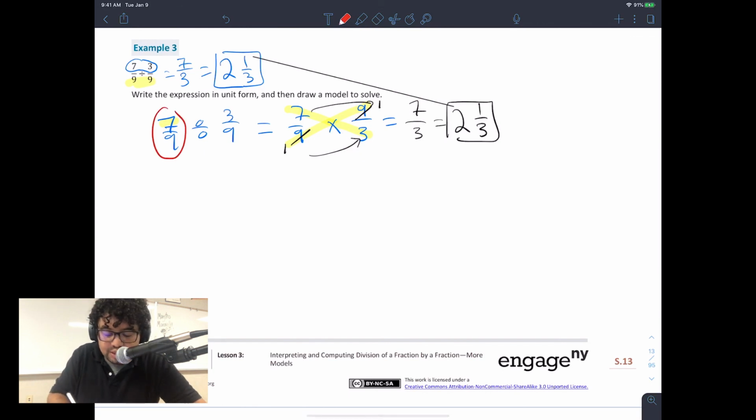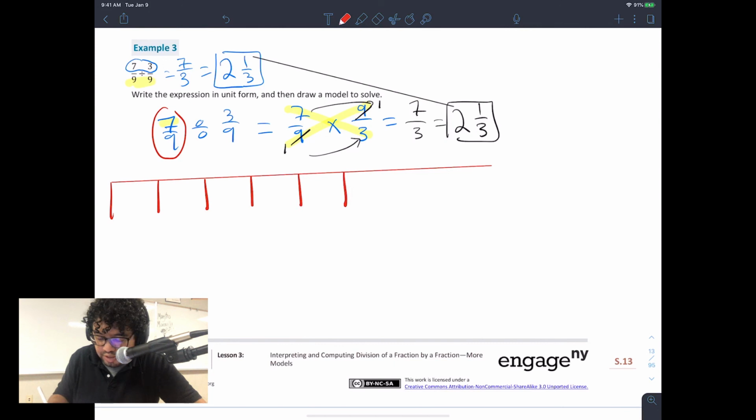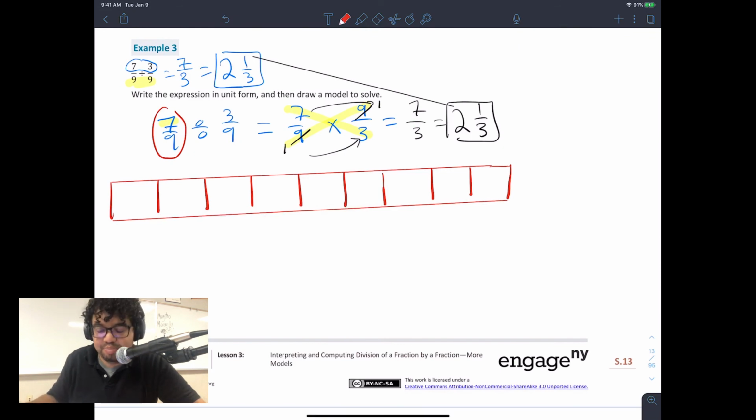So the first fraction says 7/9. So what that means is that I need 9 little boxes, and I'm gonna shade in 7 out of them. So let's go ahead and do 9. So it's 1, 2, 3, 4, 5, 6, 7, 8, and 9. Okay, so there is my 9, but remember, I only need to shade in 7 out of the 9.